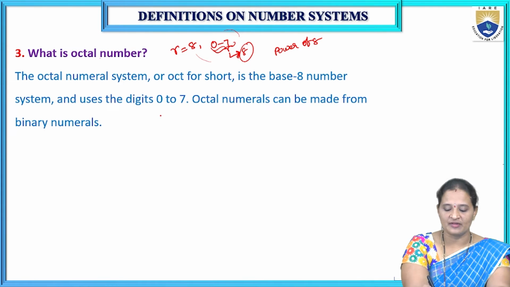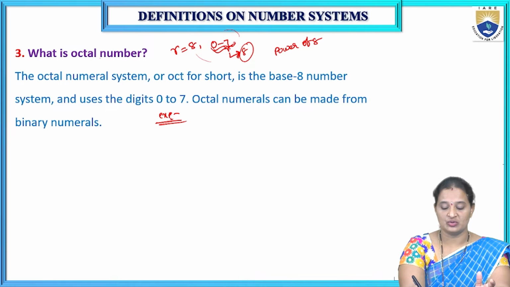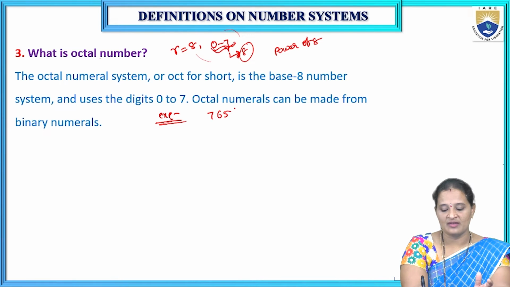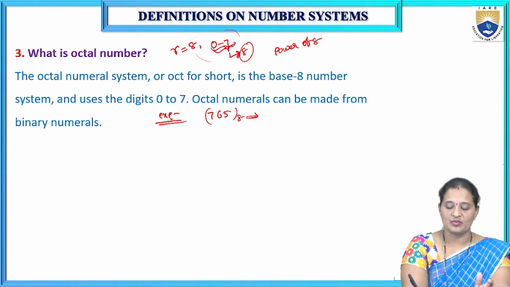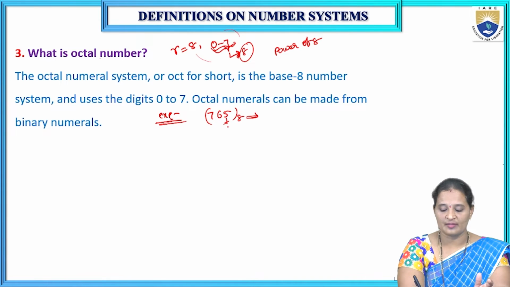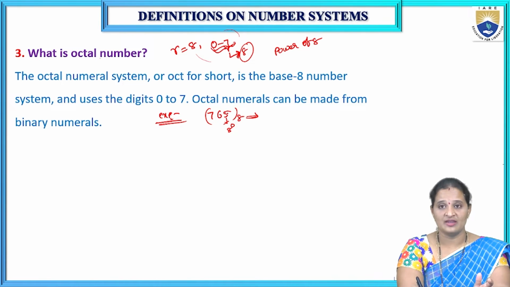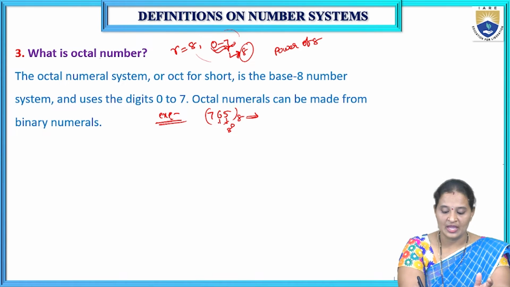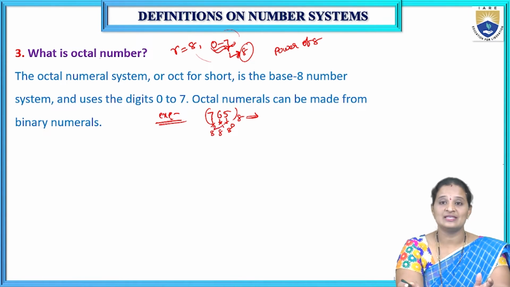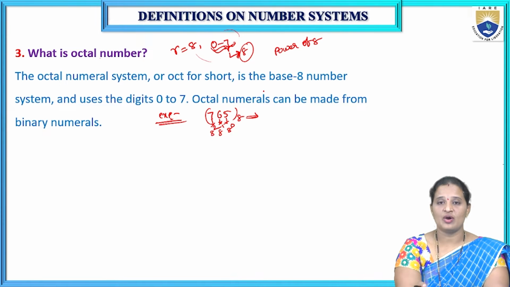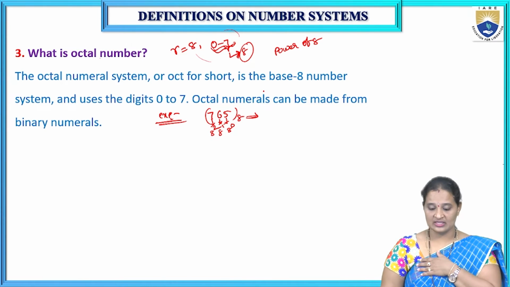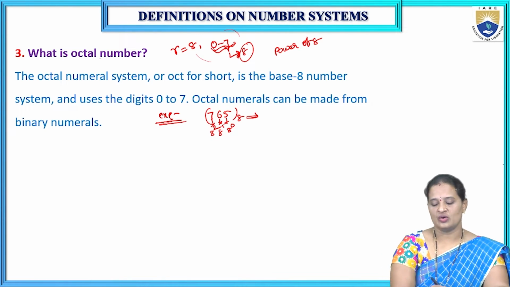For example, if we consider an octal number, which includes any of the symbols from 0 to 7, 765 is an octal number, and the positional weight of each digit in the octal number is represented as a power of 8. So the digit 5's positional weight is 8 power 0, 6's positional weight is 8 power 1, and 7's positional weight is 8 power 2. So this is about the octal number system, and that is how you can write down an octal number.